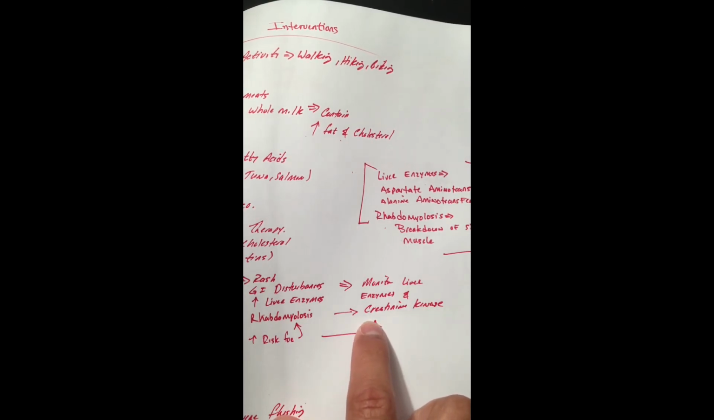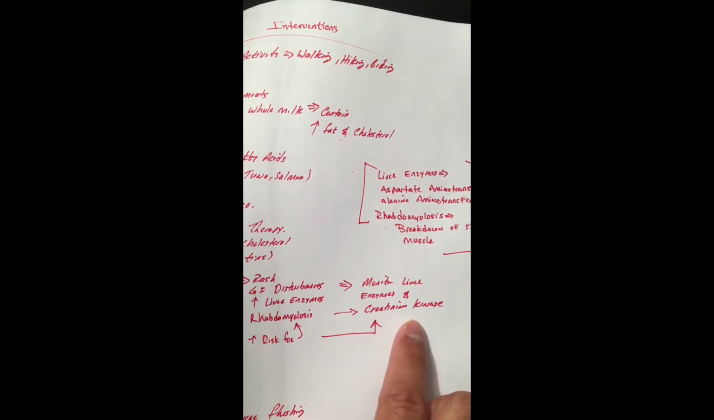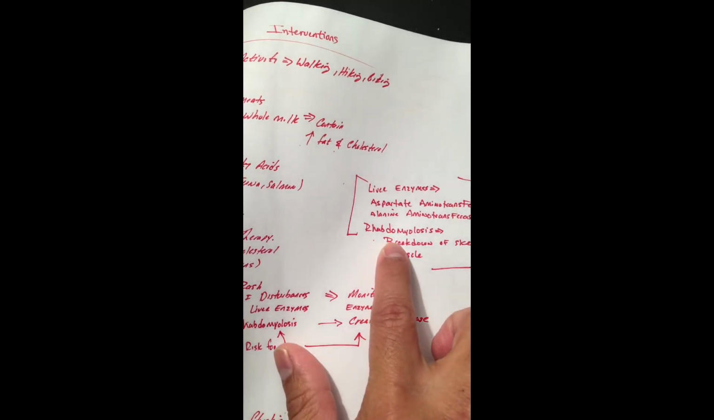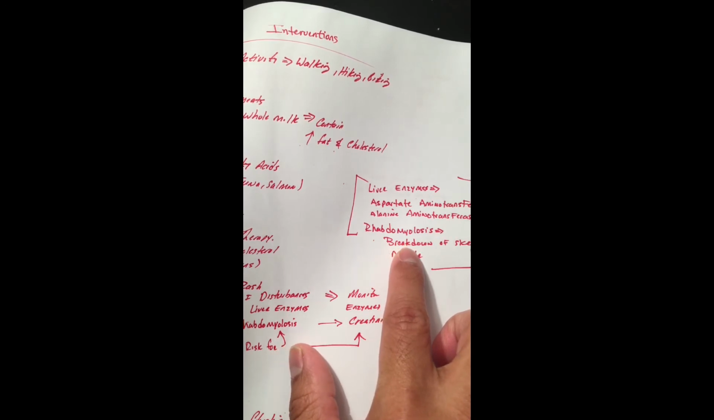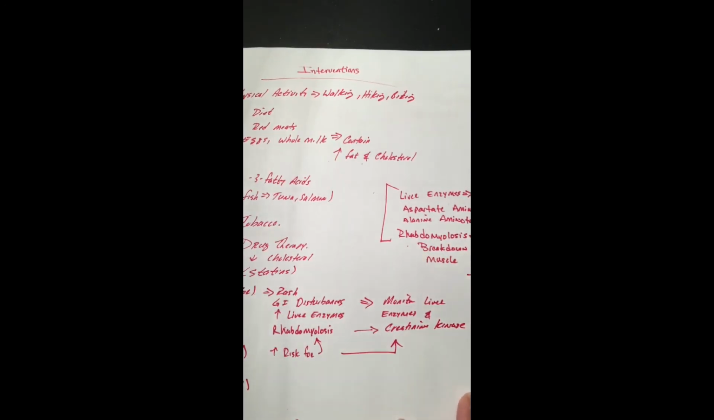Okay, so again, you want to monitor two things: liver enzymes and creatine kinase levels. If there is an elevation in creatine kinase levels, this indicates that the muscle is being broken down, which again indicates some form of rhabdomyolysis. Make sure you know that for the NCLEX exam. Okay, these are with our statins.